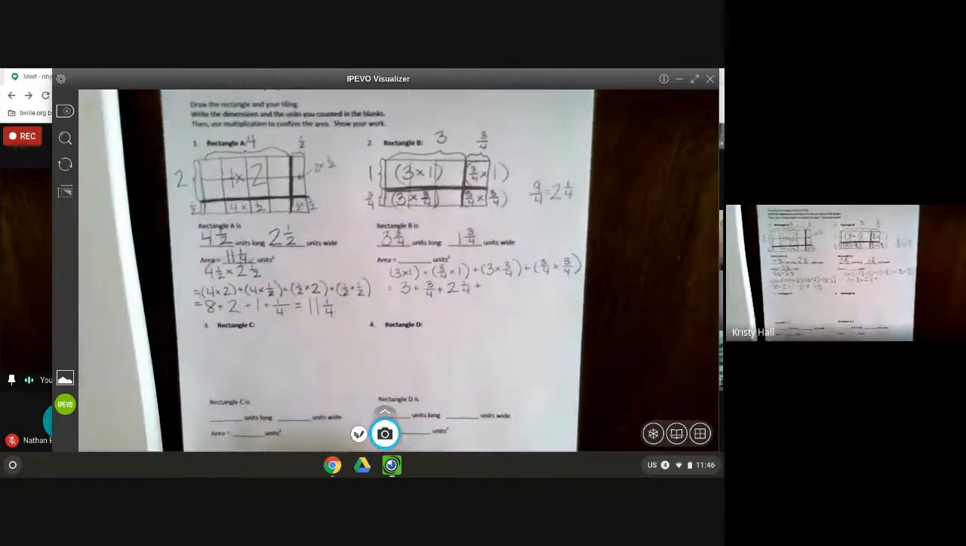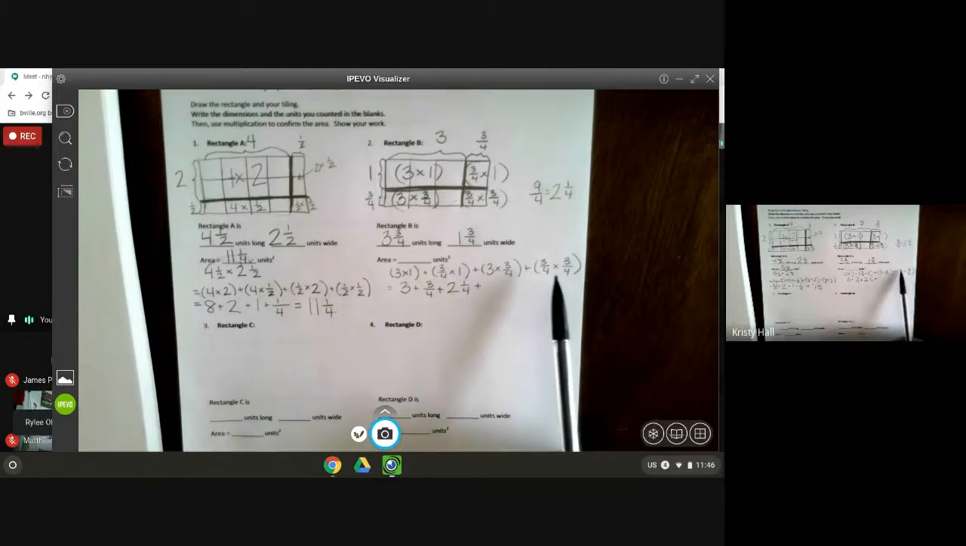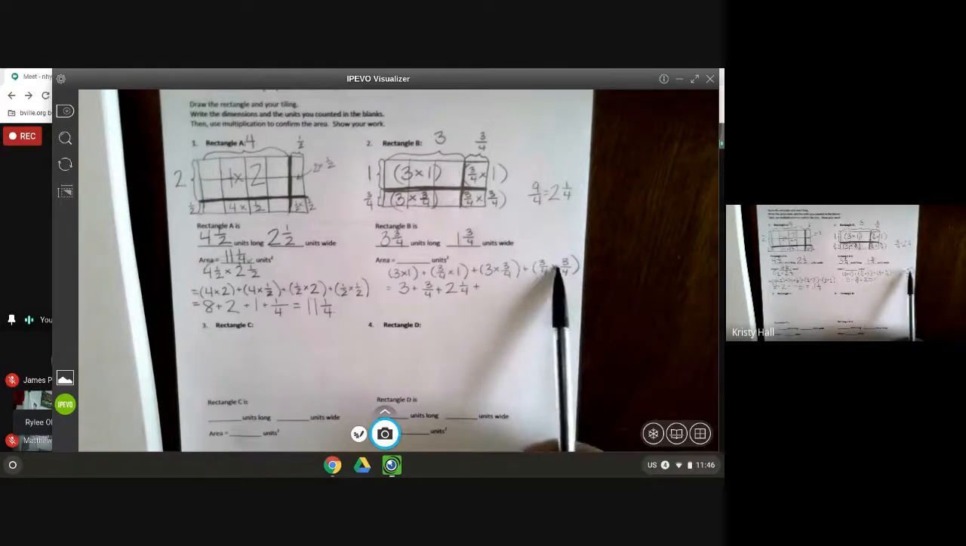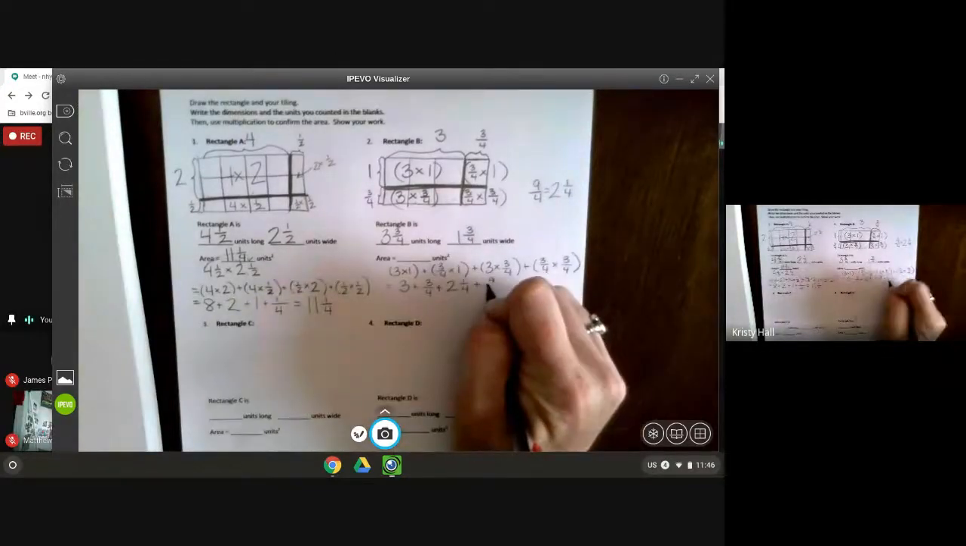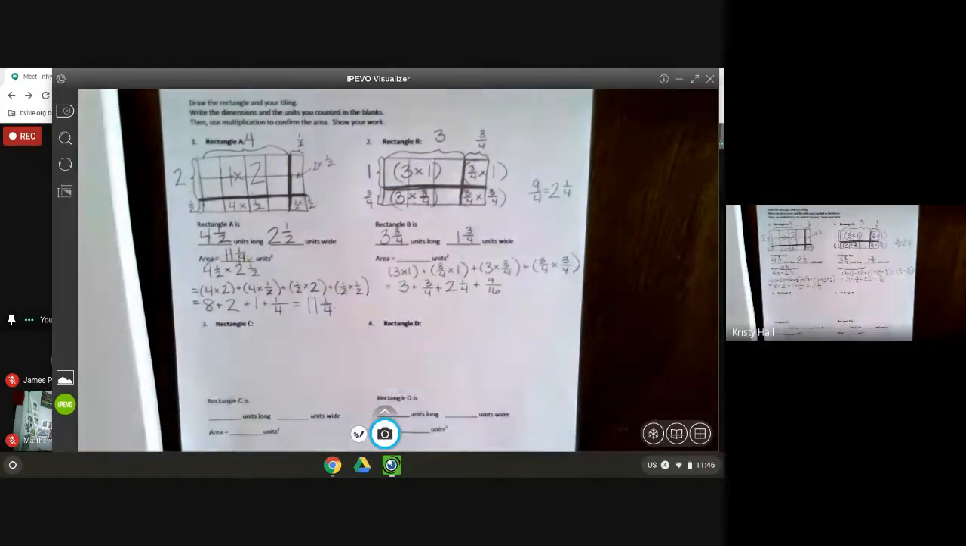And then my last set of parentheses, I have 3/4 times 3/4. So to multiply a fraction times a fraction, I just multiply the numerators and then multiply the denominators. So 3 times 3 is 9. 4 times 4, 16. Okay, now I have to add these 4 things together. Can I do that the way that they are right now?